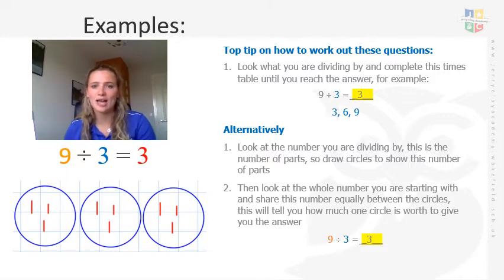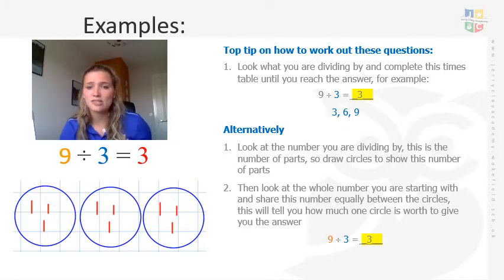So you can either look at what you're dividing by. So for example, you're dividing by 3. And you could use your times tables to count up to your whole number, which is 9. So we could do 3, 6, 9 to know that I've counted up 3 times, to know how many 3s go into 9. It is 3.